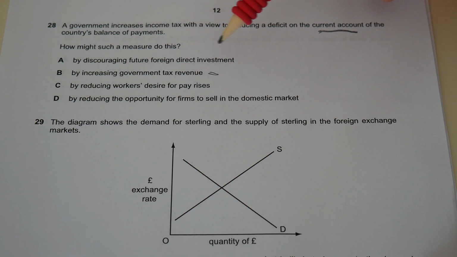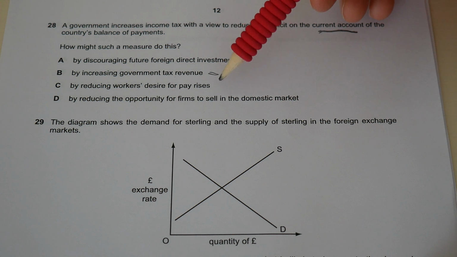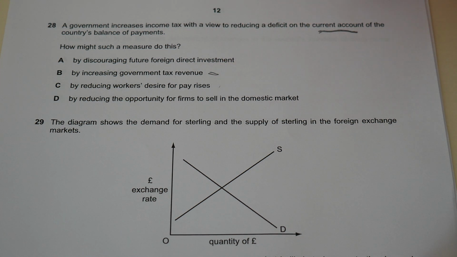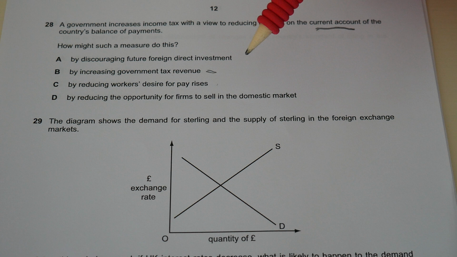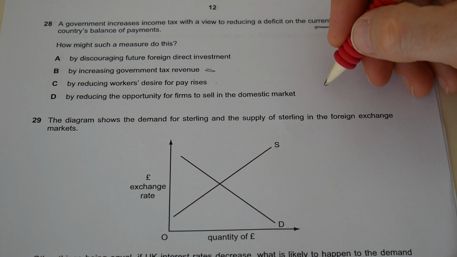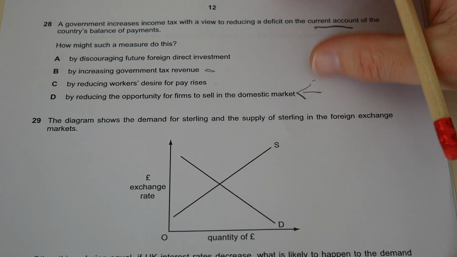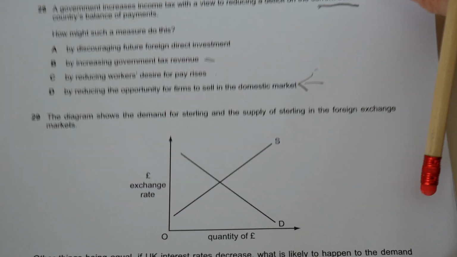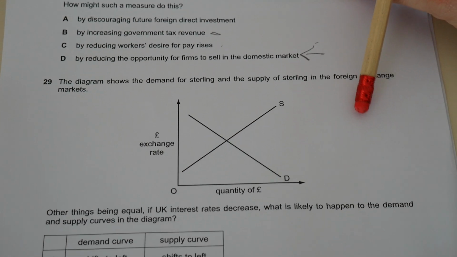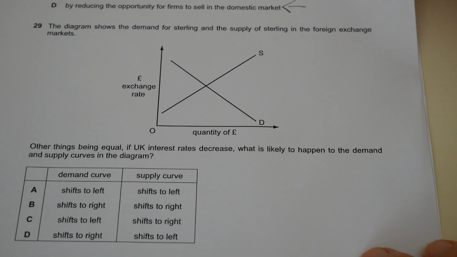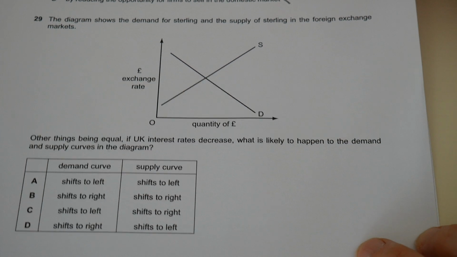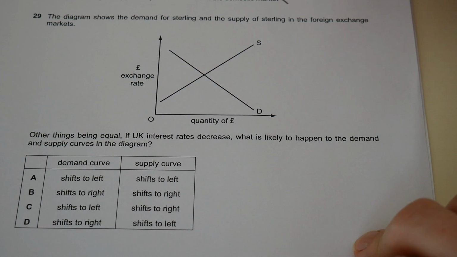Is it C, by reducing desire for pay rises? Well, no, that doesn't really make sense because you'd have an increased desire for pay rises, certainly if you're paying more tax. And finally, D, by reducing the opportunity for firms to sell in the domestic market. Well, yes, this is entirely plausible because it means that consumers have less income to spend, and that's likely to mean, certainly with the UK economy, that they would spend less money on imports. It will, of course, conflict with certain macroeconomic objectives, though, such a policy.